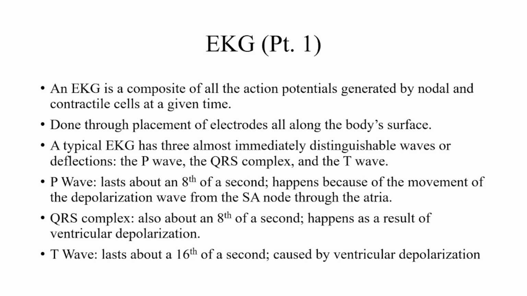The P wave lasts about 1/8 of a second. It happens because of the movement of the depolarization from the SA node through the atria. The QRS complex is about the same length, about 1/8 of a second, and it happens as a result of ventricular depolarization. Meanwhile, the T wave lasts a little bit longer, about 1/16 of a second, and it's caused by ventricular repolarization.